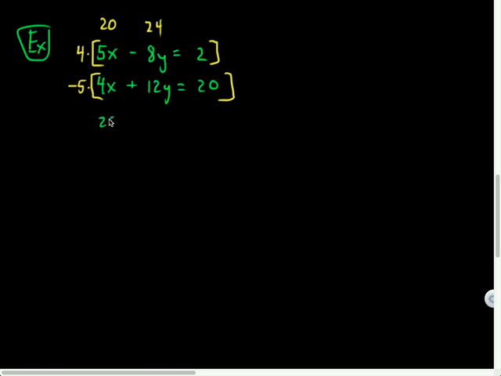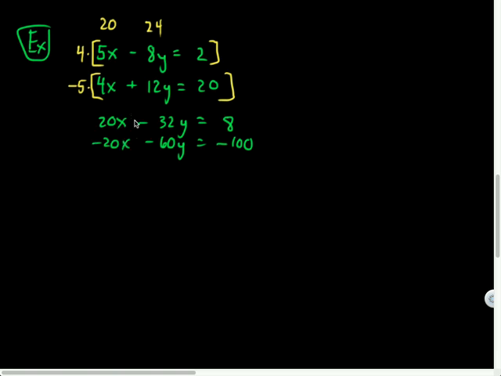So 4 times 5x is 20x. 4 times negative 8y is negative 32y. And 4 times 2 is 8. Negative 5 times 4 is negative 20x. Negative 5 times 12 is negative 60y. And negative 5 times 20 is negative, what am I blanking for? 100? Wow, geez. Whew. I wanted to say 80 so bad, I don't know why.